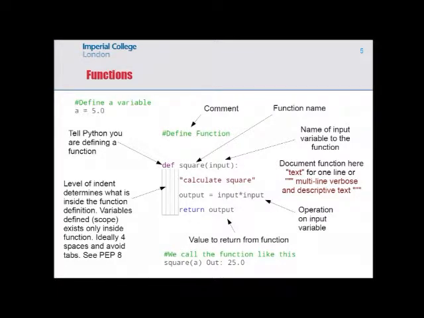Everything within the 4 spaces here is within the function. We use a doc string, which is basically just a string at the first line of the function, and that will be stored in the help and let people know what the function does. This is the main calculation of the function, multiplying the input by itself and storing it in an output variable, which is then returned to the user. And then we can call this function by passing in the value of a, which is 5 here, and we get 25 back.